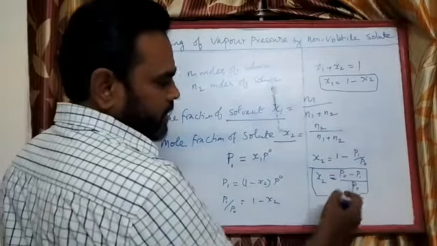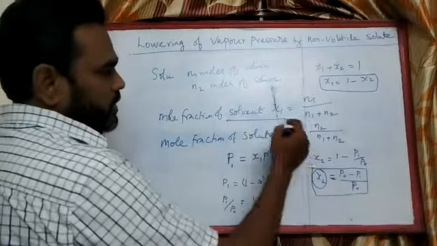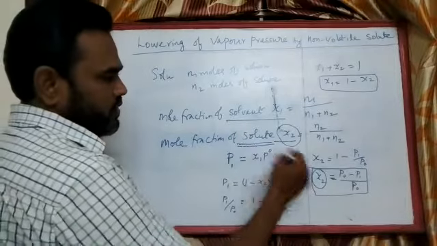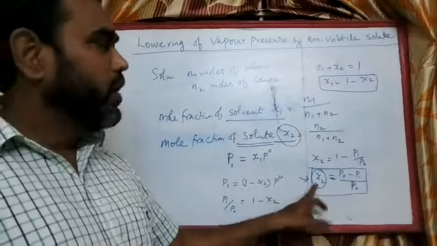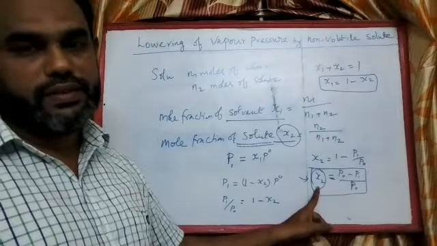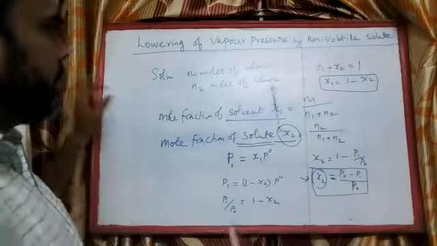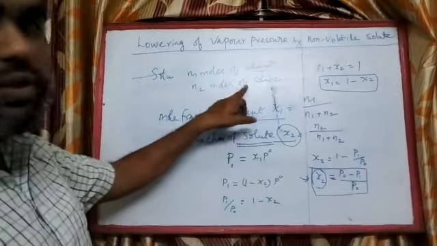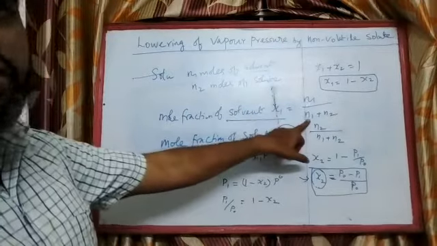So this shows that the relative lowering of vapor pressure is equal to x2, the mole fraction of the solute. This equation proves that lowering of vapor pressure by a non-volatile solute is a colligative property. Let me explain again: a solution containing n1 moles of solvent and n2 moles of solute has a mole fraction of solvent x1 equal to n1 by n1 plus n2.